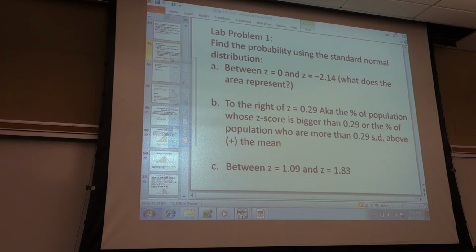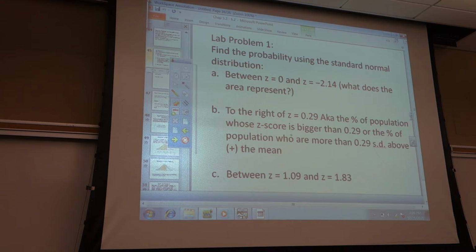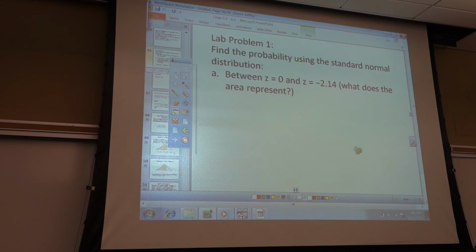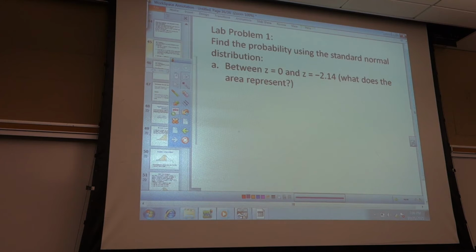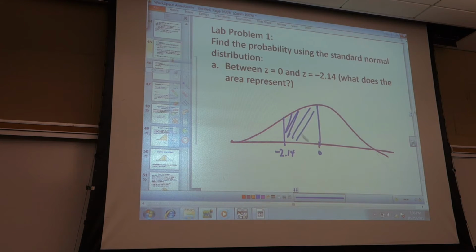All right, so let's go ahead and go over these. The first one. Draw a picture first. So here's my picture. I'm going to put a little notch where 0 is. And I'm going to put in my 2 z-scores. There's 1 z-score right at 0. And then negative 2.14. Is that on the left or the right? Left. Somewhere on the left. Negative 2.14. I'm going to shade between them.